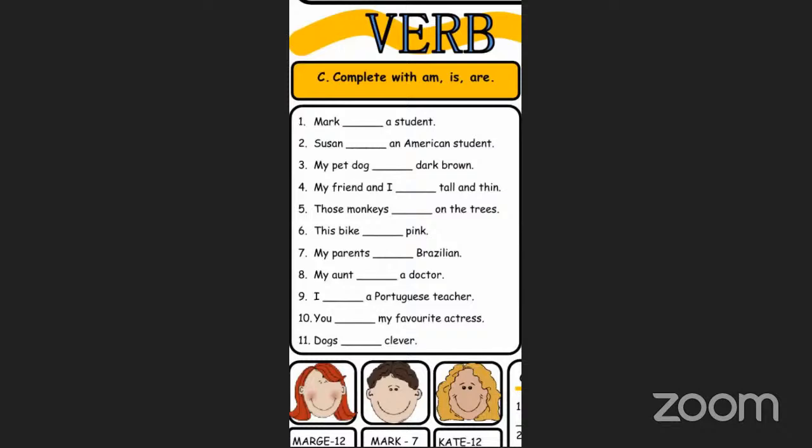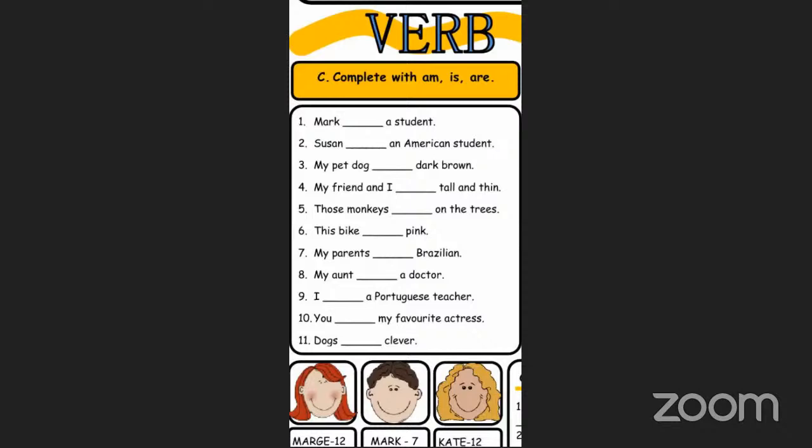Then number 5. These monkeys blank on the trees. Monkeys in plural form. So, monkeys are on the trees. Are. Then number 6. This bike, only one, is pink. Yes, this bike is pink.